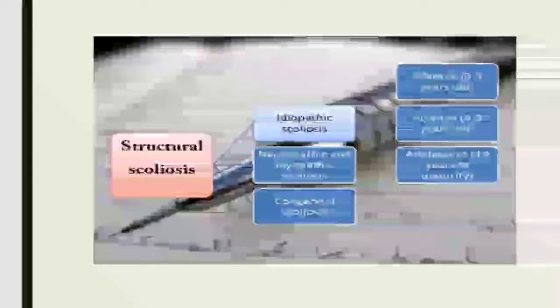Structural scoliosis has three types: idiopathic scoliosis, neuropathic and myopathic scoliosis, and congenital scoliosis. Idiopathic scoliosis has three types: infantile, 0 to 3 years old; juvenile, 4 to 9 years old; adolescent, 10 years to maturity.